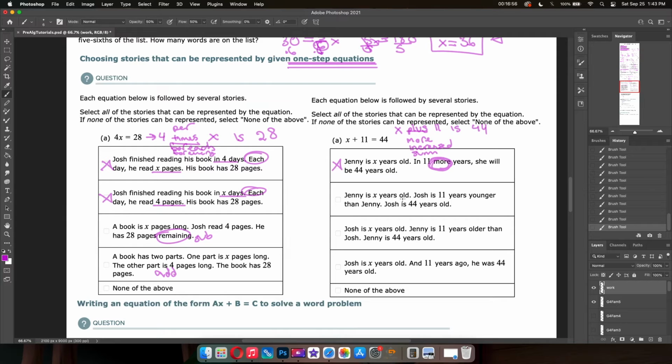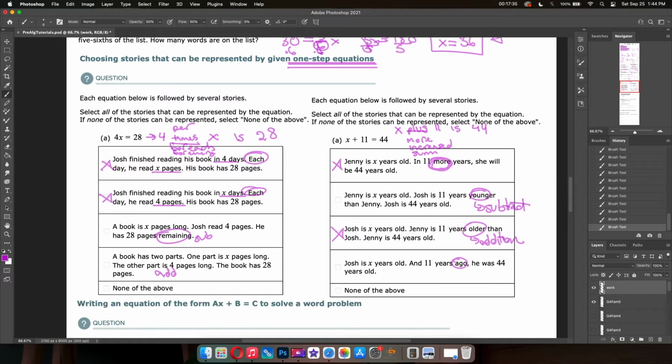Jenny is x years old. Josh is 11 years younger. Younger usually is a sign of subtraction. It's one of the lesser used words, but it's worth pointing out, so it's not that one. Josh is x years old. Jenny is 11 years older. There we go. If younger is subtraction, then older is addition. Jenny is 44 years old, so it's going to be this one. Josh is x years old, and 11 years ago, that's subtraction again, he was 44 years old. So there's only going to be 2 options for this one as well.